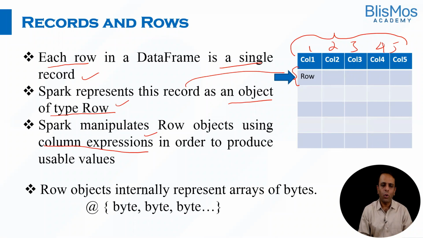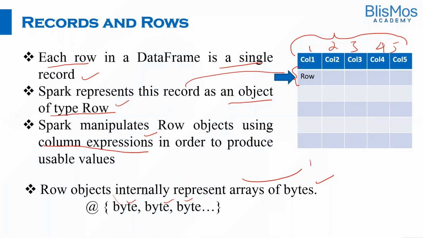Internally, a row is represented by an array of bytes. When you say array of bytes, assuming that this is an array, we have a byte, a byte, a byte. For example, we can say the marks of one person. If you have to represent this as an array, let us say it is equal to 65, 75 and 85. This is the marks of a particular person.